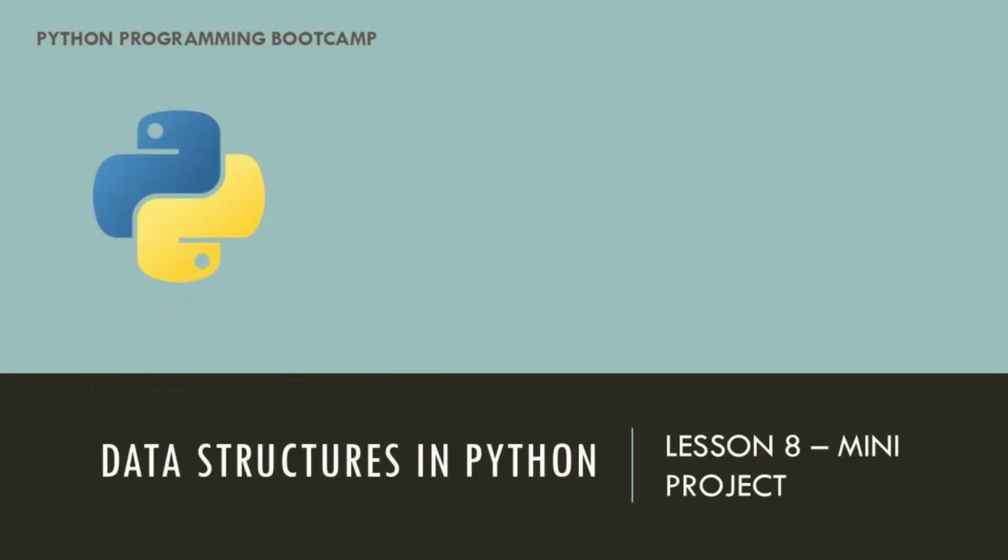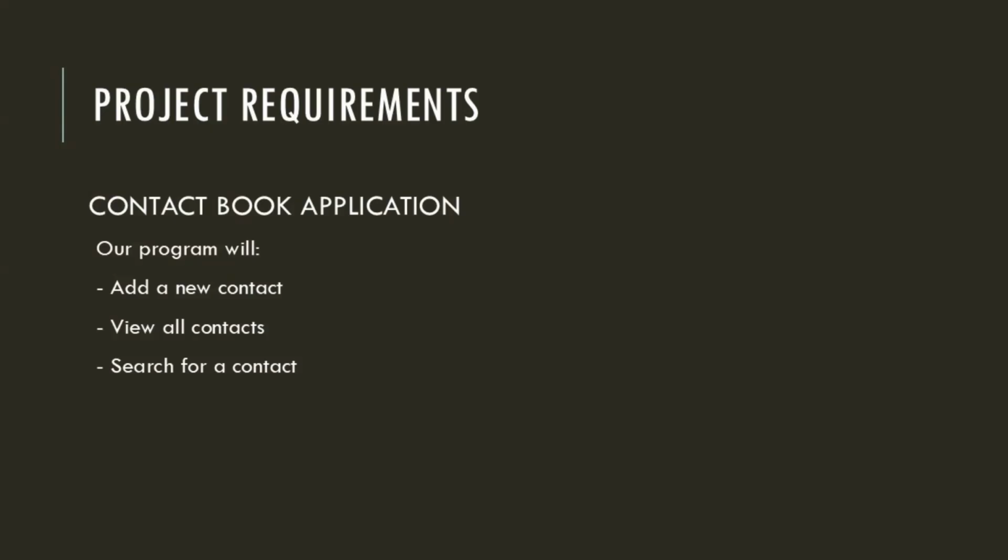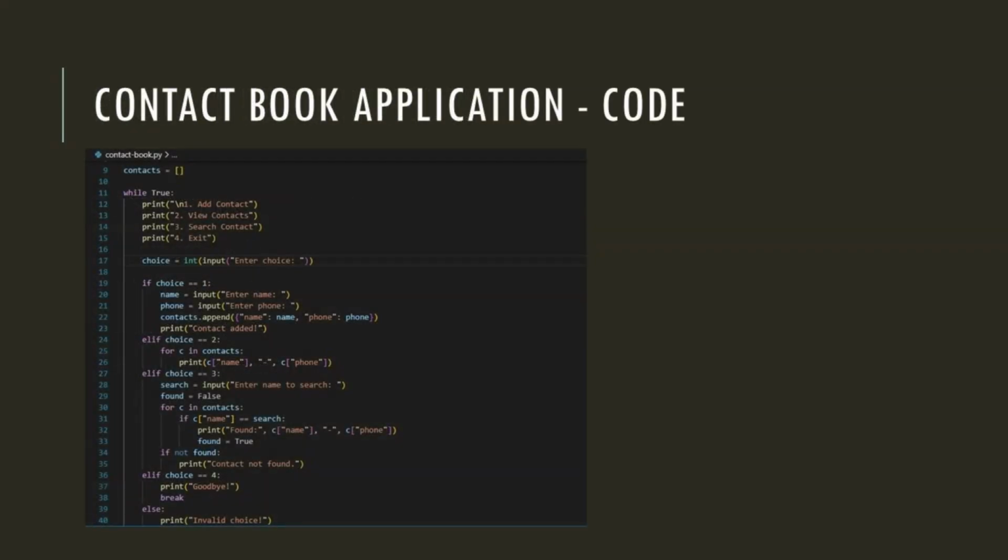Let's build a mini project using lists and dictionaries, a contact book. Our program will add a new contact, view all contacts, and search for a contact. Here's the code. contacts = []. We initialize a contact list which is initially blank.